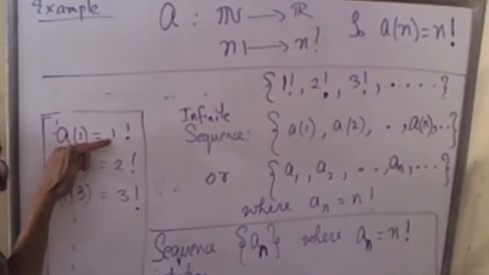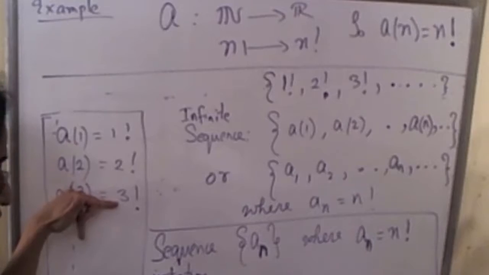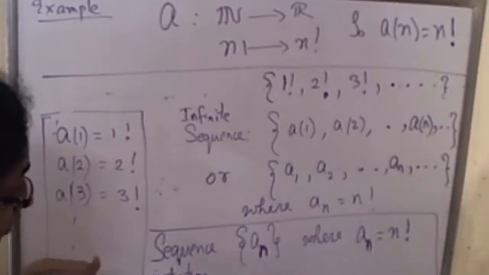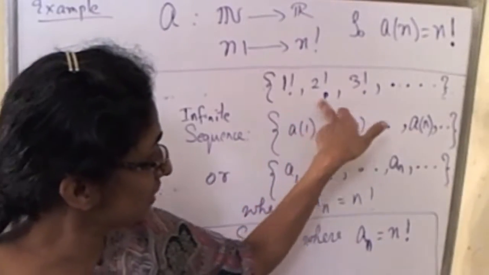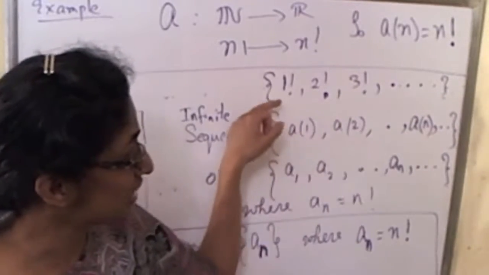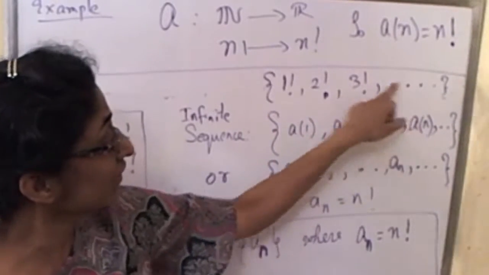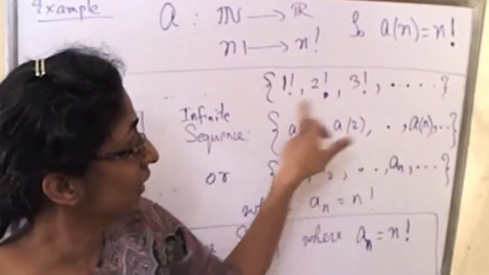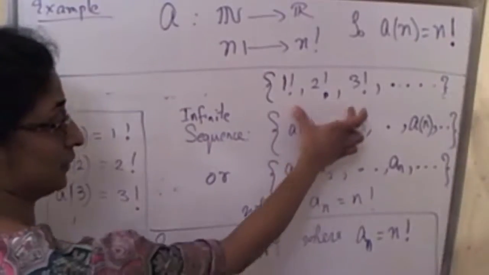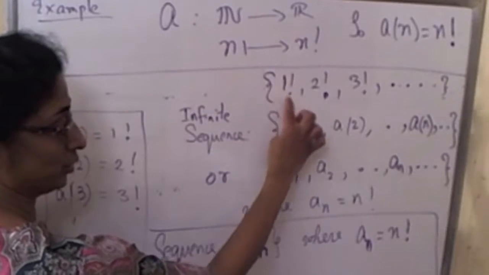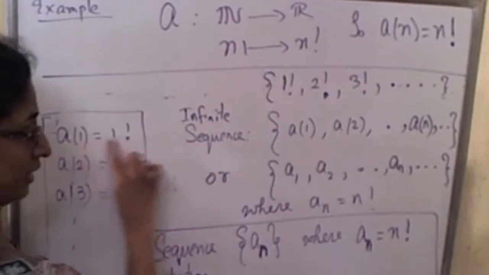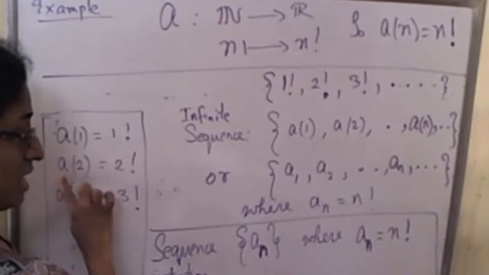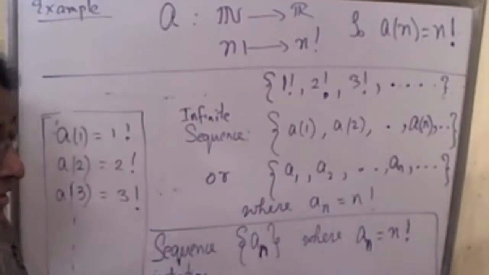So I start with 1 factorial and then 2 factorial and 3 factorial. I don't skip any of them. I collect them in order and I write them in this sequential manner. That would give me what we call an infinite sequence. And 1 factorial is really the A of 1 that I took, 2 factorial is really the A of 2, and so on.